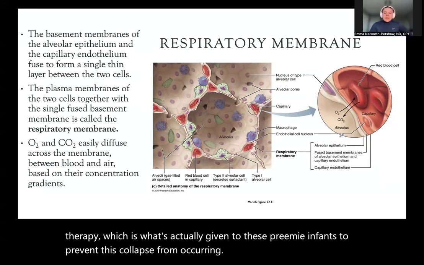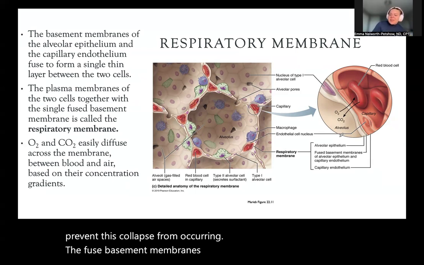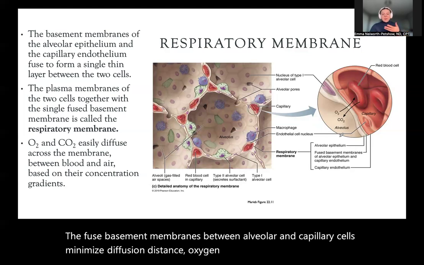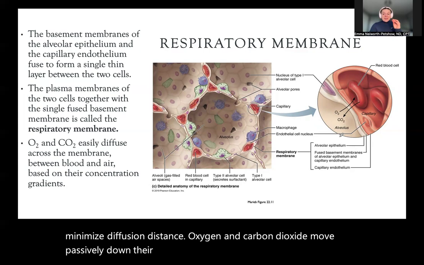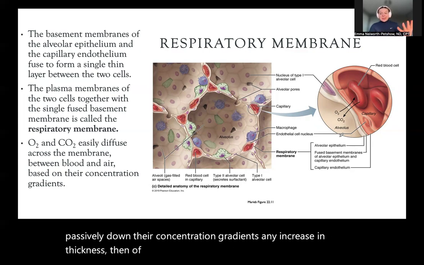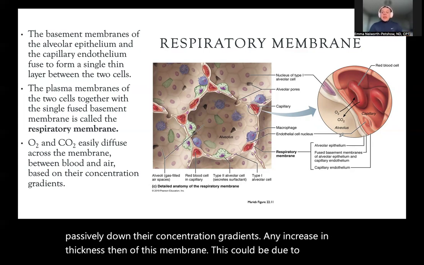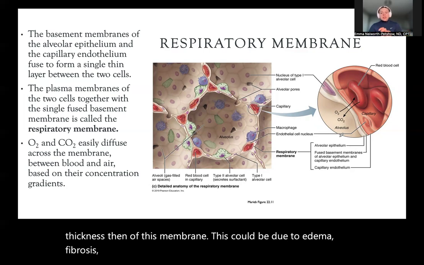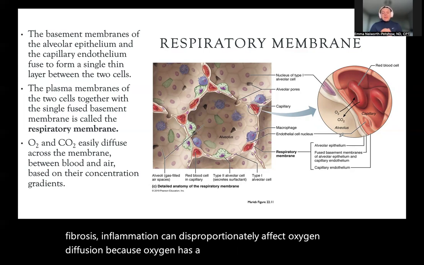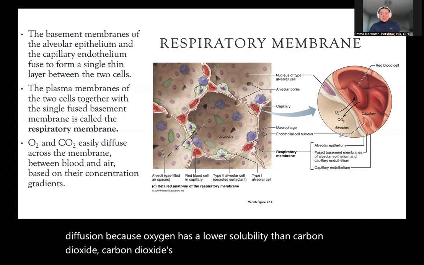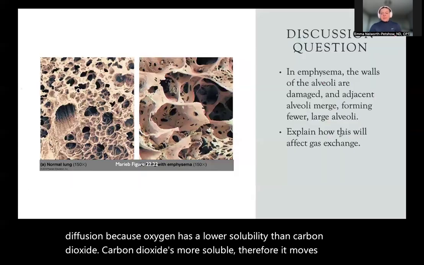The fused basement membranes between alveolar and capillary cells minimize diffusion distance. Oxygen and carbon dioxide move passively down their concentration gradients. Any increase in thickness of this membrane, this could be due to edema, fibrosis, inflammation, can disproportionately affect oxygen diffusion because oxygen has a lower solubility than carbon dioxide. Carbon dioxide is more soluble, therefore it moves easier across the membrane.